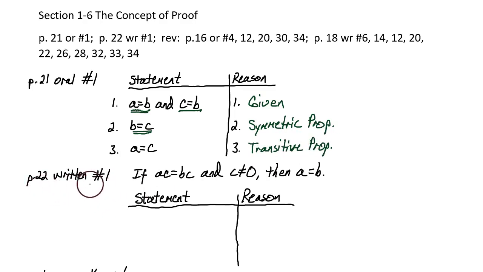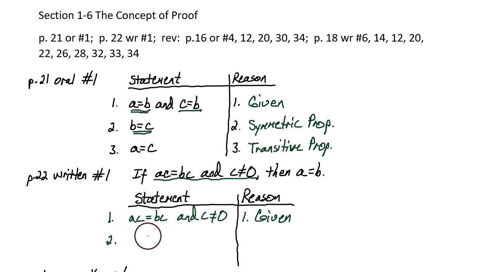Page 22, the written exercise is number 1. We have a theorem. If AC equals BC and C is not 0, then A equals B. Let's prove that that theorem is true. The first statement of any proof is to copy down the information given to you in the hypothesis of the original sentence. The hypothesis is the portion of the sentence associated with the word if. So our given information is that AC is equal to BC and C does not equal 0. The reason for writing that at the beginning of the proof is that's given information.